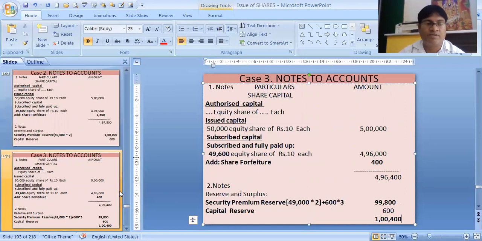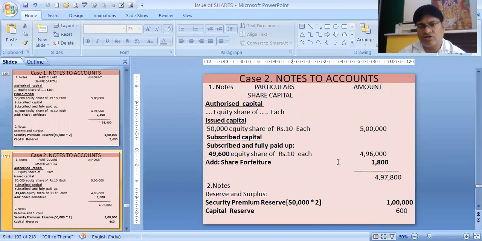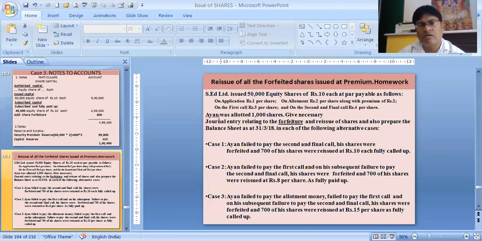Now we have one more thing. This balance sheet is also there. This is the balance sheet for the second sum, more or less similar. You can do it. Your homework, asset limited, this sum is there, and this is your homework.